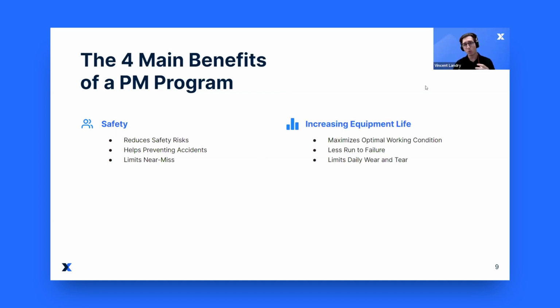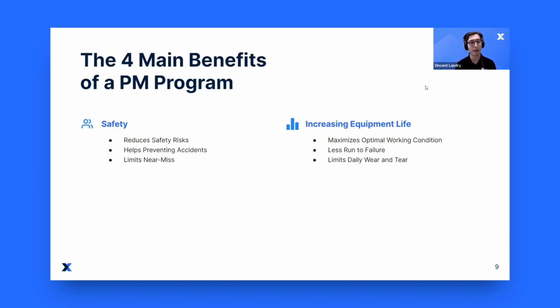The second one is increasing equipment lifetime. When we perform maintenance on equipment on a day-to-day basis, the result is limiting the wear and tear that the equipment will go through. It helps us maximize the optimal working condition of the equipment. So we ensure that the equipment is in the best shape possible to make sure that it can run as long as possible.